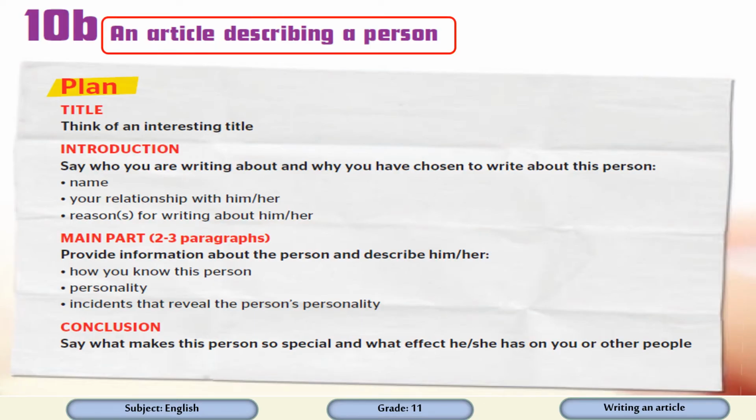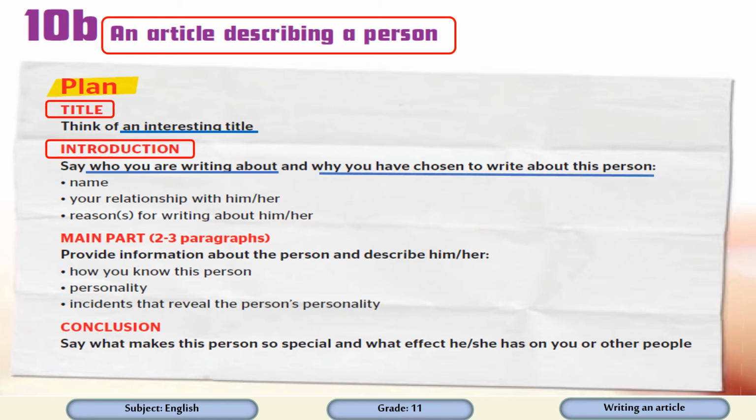In an article describing a person, there are 4 main sections. The first one is the title. And we have mentioned that the title should be interesting and short. The second section is the introduction. In the introduction, you should say who you are writing about and why you have chosen to write about this person. Of course, you need to mention the name, the relationship with him or her, if there is, and also reasons for writing about him or her.